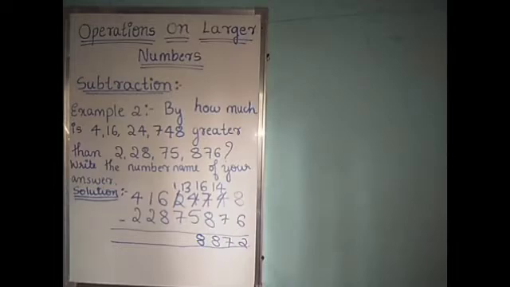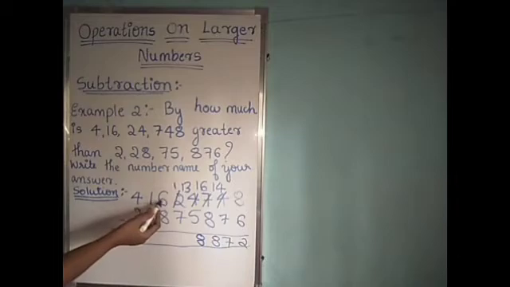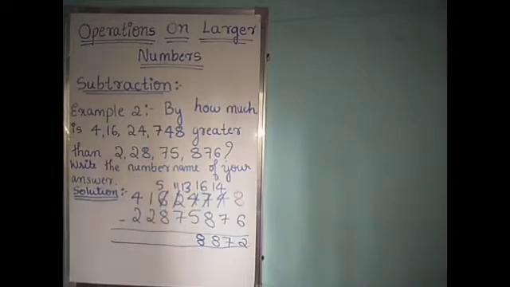Next 1 minus 7 is possible to subtract? No, it is not possible. So what we have to do? We have to borrow from next number. The next number is 6. If we borrow from 6, then 6 becomes 5 and here 1 becomes 11. 11 minus 7 is how much? 11 minus 7 is 4.